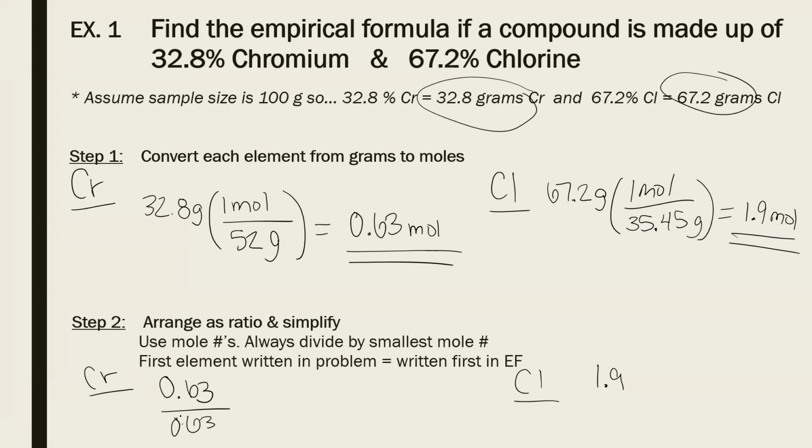There we go. And divide this by the same thing, the lesser of the 2. Okay, and I get exactly 1 for chromium. And let me check my math here. 1.9 divided by 0.63, I get 3.015. So I can say just 3. It's very, very close to that whole number, so you can use it. So now I'm saying that there's going to be 1 chromium and 3 chlorine. So my empirical formula is Cr1, which we don't write, Cl3. And we're done.